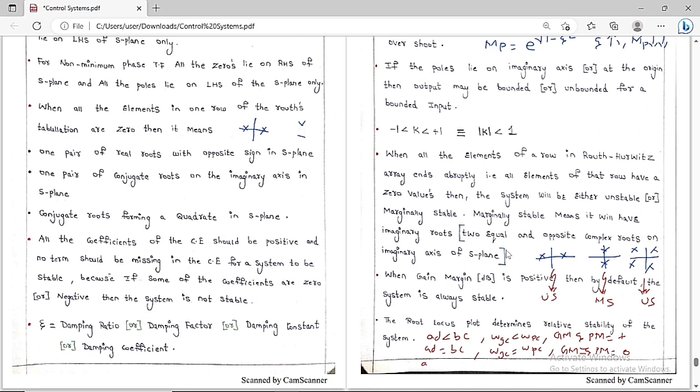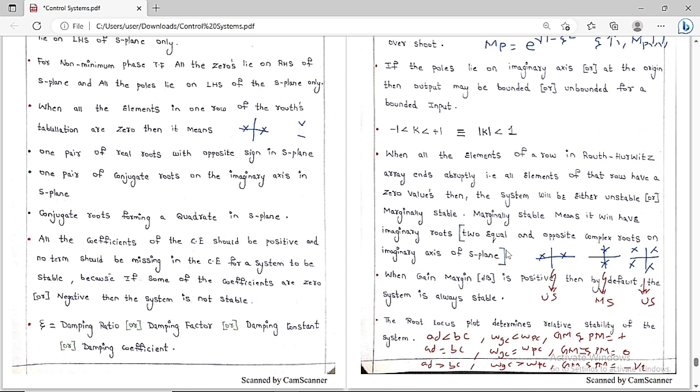Similarly, in the other case, AD is less than BC, it is said to be an unstable system. So the gain crossover frequency is greater than the phase crossover frequency. Gain margin as well as the phase margin both are now negative. So gain margin in dB and phase margin in degrees both are negative for an unstable system. So this should always be kept in your mind. Whenever the gain margin is positive, we can say it is a stable system.